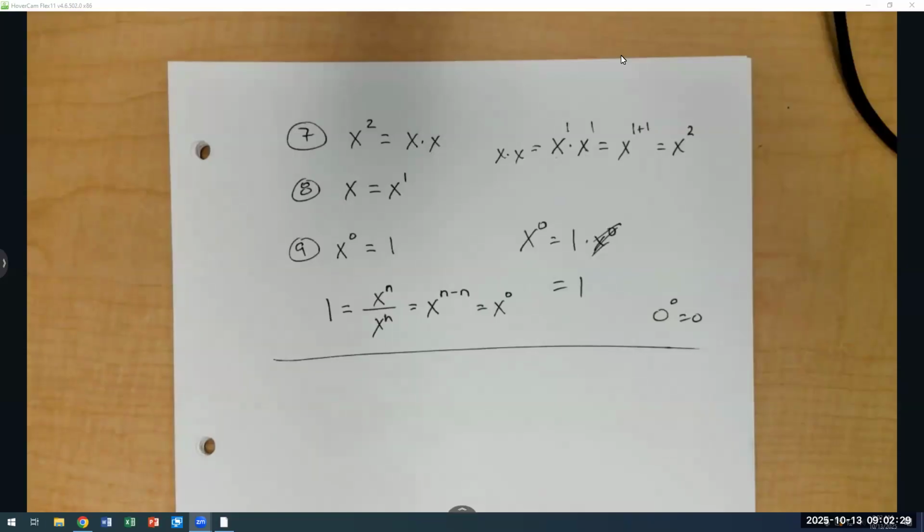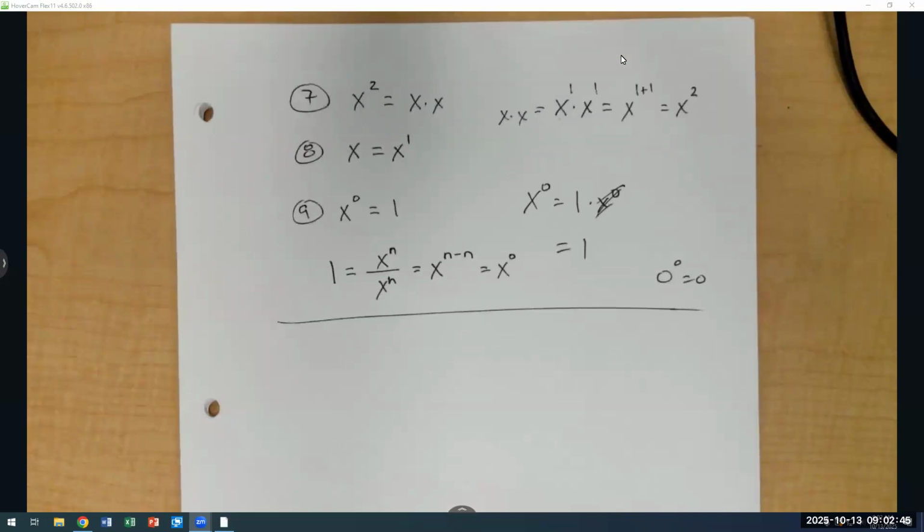Which goes in the same questions of, if that's the case, then 0 over 0 should be 1. But 0 over 0 should be undefined. 0 over 0 should be 0. That's why 0 has its own set of rules. Ooh, you made me lose my thought.